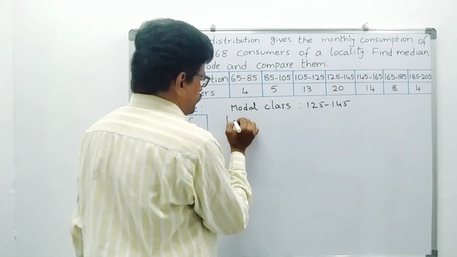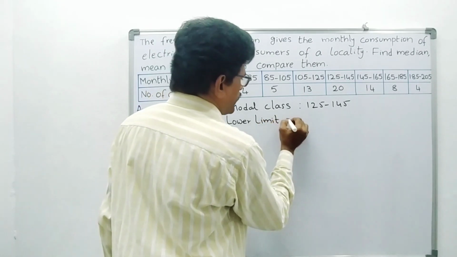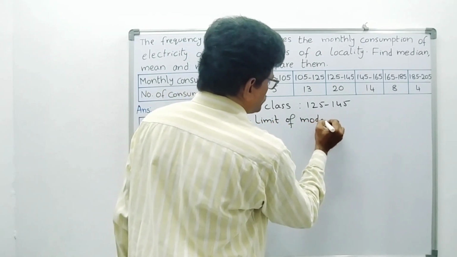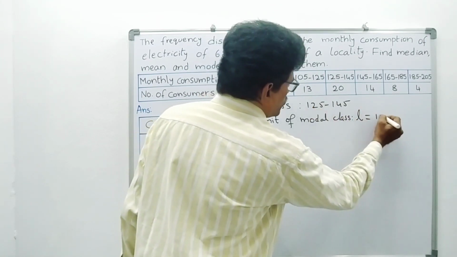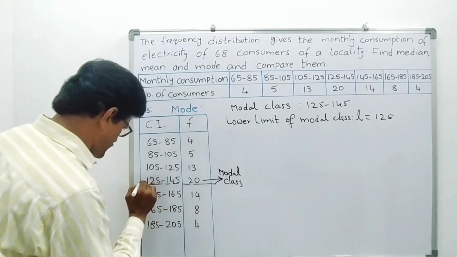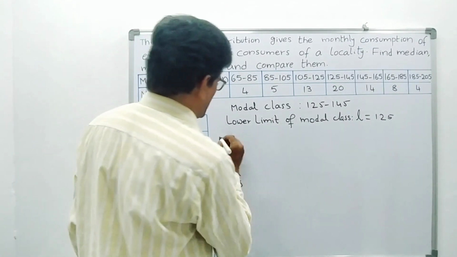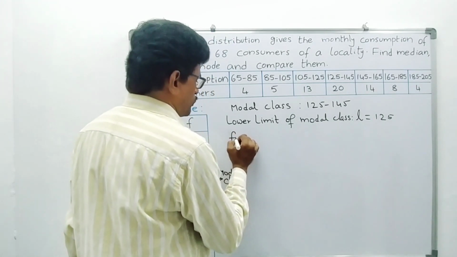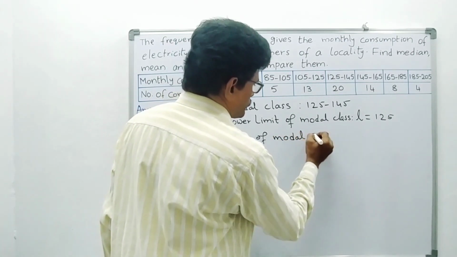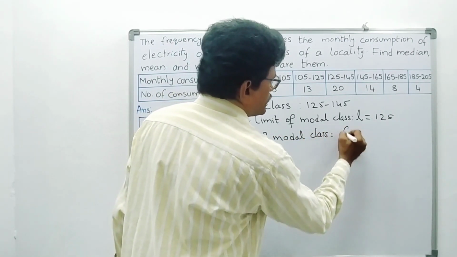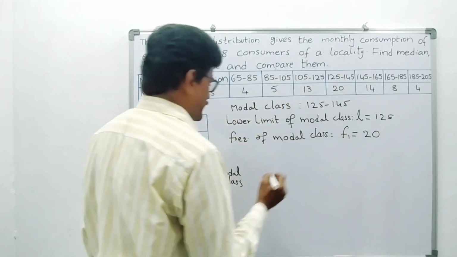Then lower boundary, lower limit, anyone you can say. Lower limit of the modal class, what is the symbol? L. How much? 125. See, this is L. Now this value is frequency, F1. Frequency of the modal class, what is that value? F1. See how much? 20. That is the highest frequency.